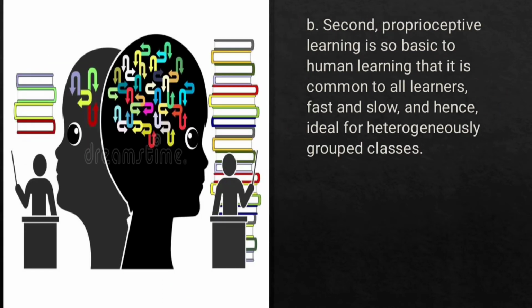Second would be proprioceptive learning is so basic to human learning that it is common to all learners, fast and slow, and hence ideal to heterogeneously grouped classes. So this one, learning is so fundamental to human learning that it is shared by all learners, both quick and slow, making it perfect for mixed ability classes.